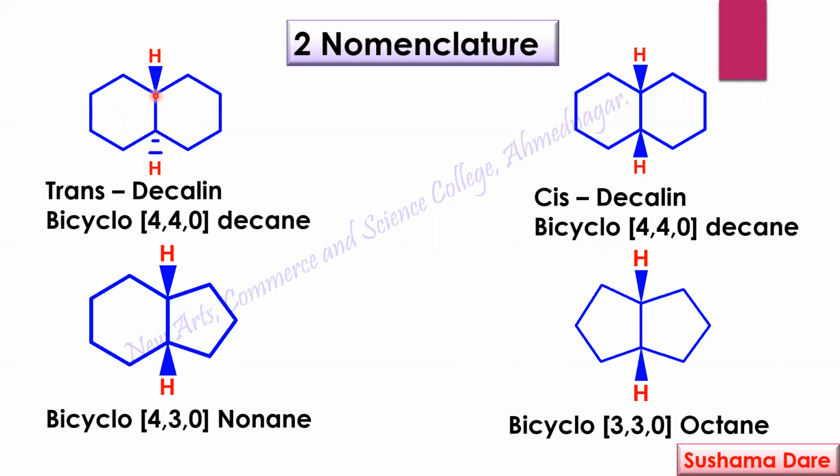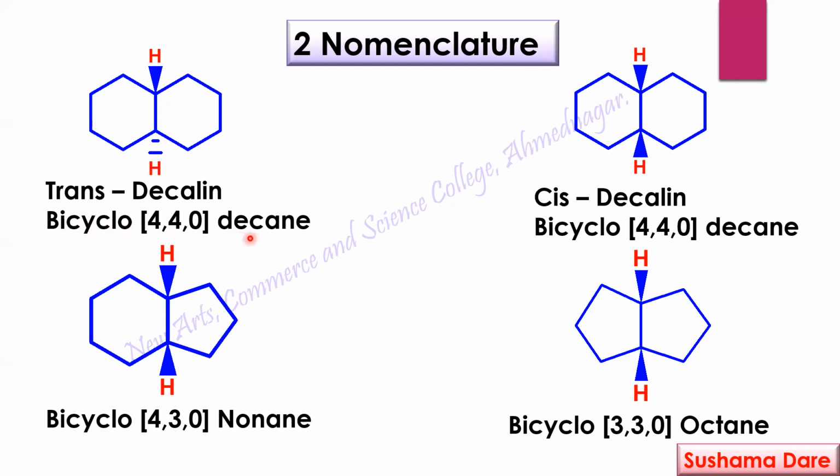At the fused carbons, one hydrogen is going up, while the other hydrogen is going in the downward direction. So the stereochemistry of these two hydrogens is opposite at the fused carbon. Therefore, this system is called a trans system. If the two hydrogen atoms at the fused carbon atoms are opposite, then this is called a trans geometry. Now, how to name this?